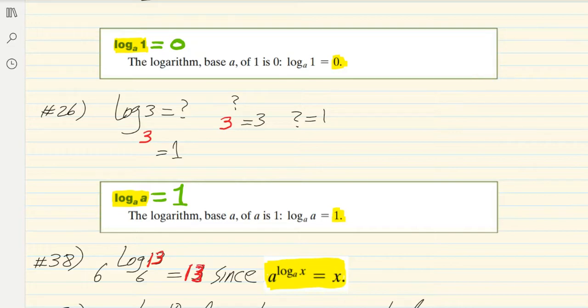Okay. Let me fix that up. So this is going to be 13. And we're done with this one. See, pretty simple.